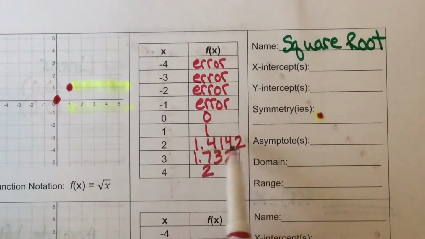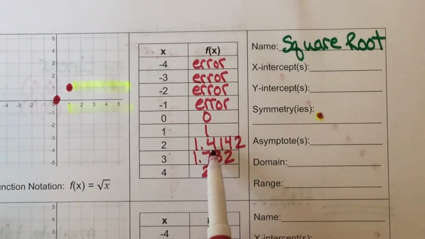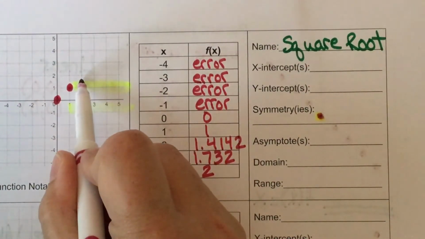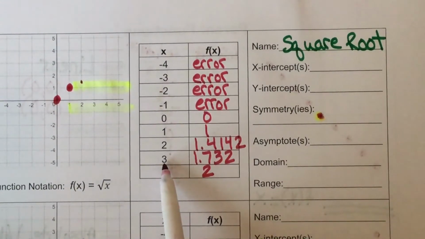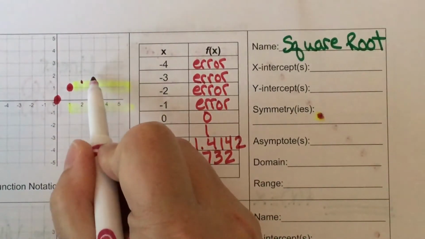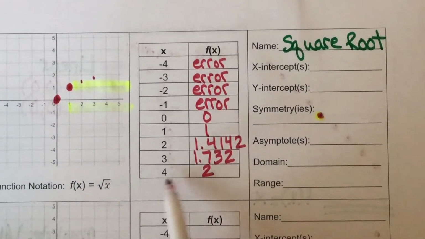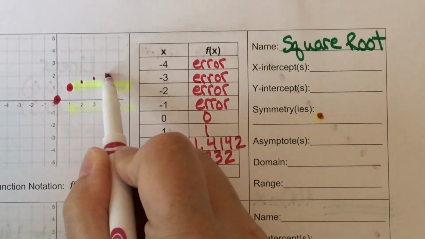Okay, this next one, I'm going to go right 2 and up about 1.5. So right 2 and up about 1.5, not quite, but close to it. And then this one, I'm going to go right 3 and up 1.7. So right 3 and up 1.7, so just a little under the 2. And 4, 2, I'm going to go right 4 and up 2. So right 4 and up 2.